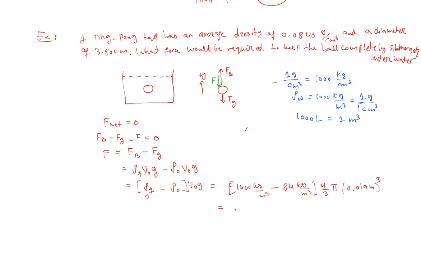Okay, so if we multiply it correctly, it turns out to be 0.0263 newtons. So this is how much downward force we would need to keep this ball submerged.